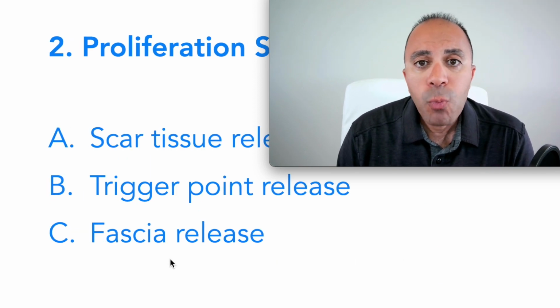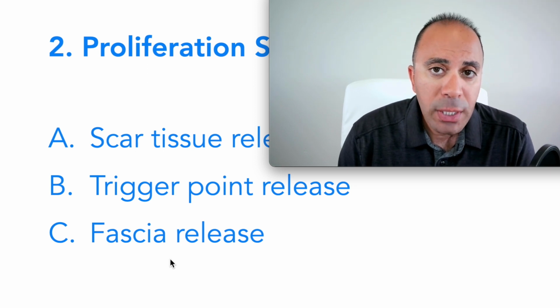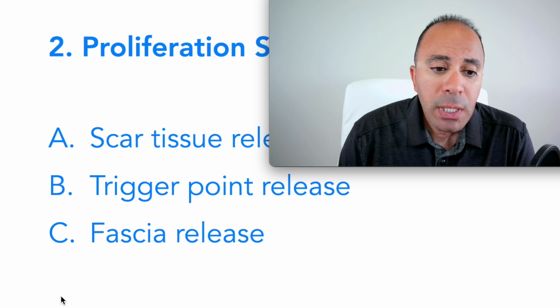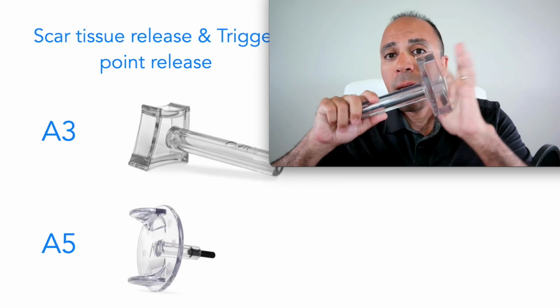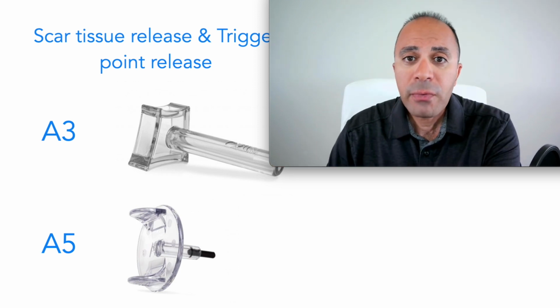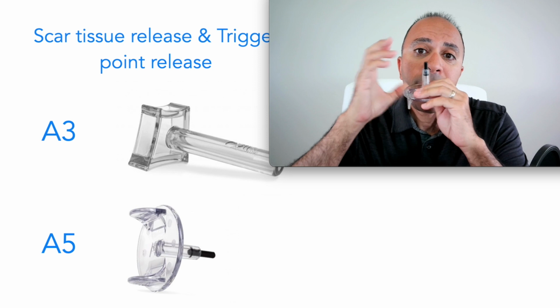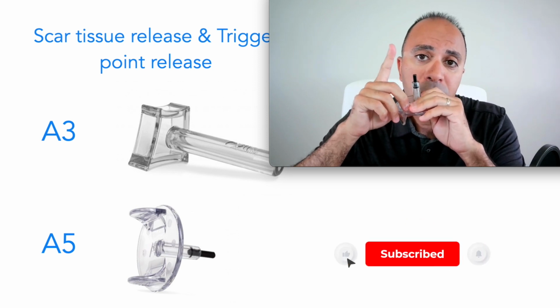At the same time, while we decrease the inflammation, we have to decrease the proliferation stage. So what I personally do, I use the A3 to break the superficial scar tissue, and I use the A5 to release the deep adhesion, deep scar tissue, deep fascia restriction, and trigger points.